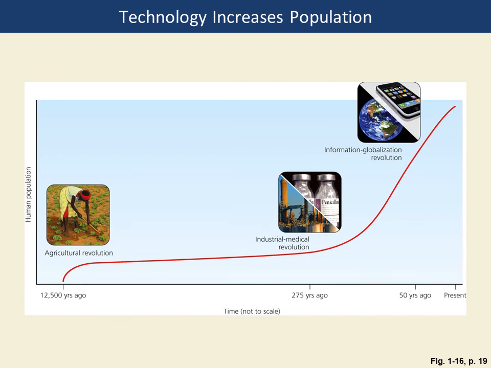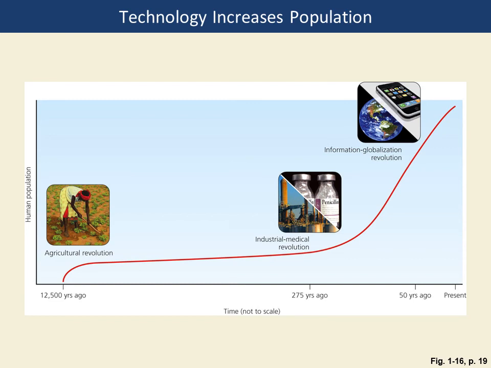Technology increases population. So this is a very common concept. Time is not to scale over here, but you need to understand that as technology has improved, the world population of humans has also increased. So human population started off 12,500 years ago at a very low level, and then it starts to gradually grow as time passes to 275 years ago, when the industrial and medical revolution started.